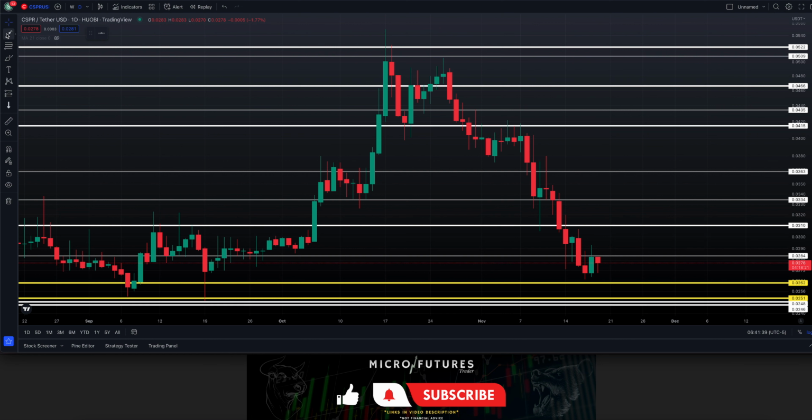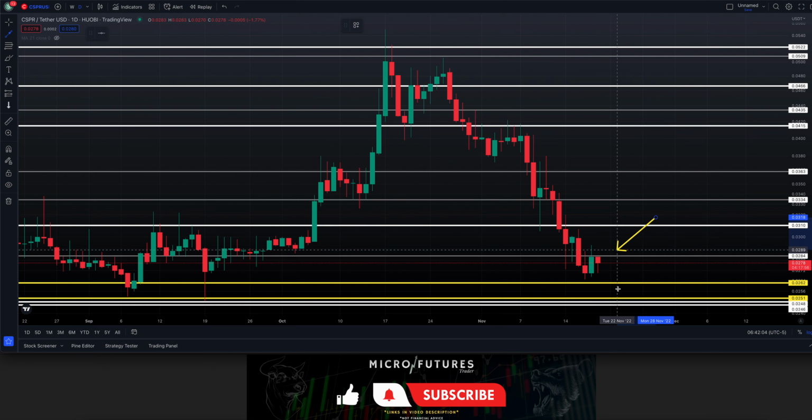So current resistance above the market is at 0.284. That is right here, this line on the chart. You can see the price is having a hard time getting above that level. Today will be the third day, unless it breaks above that at some point today. So that's something to keep in mind.